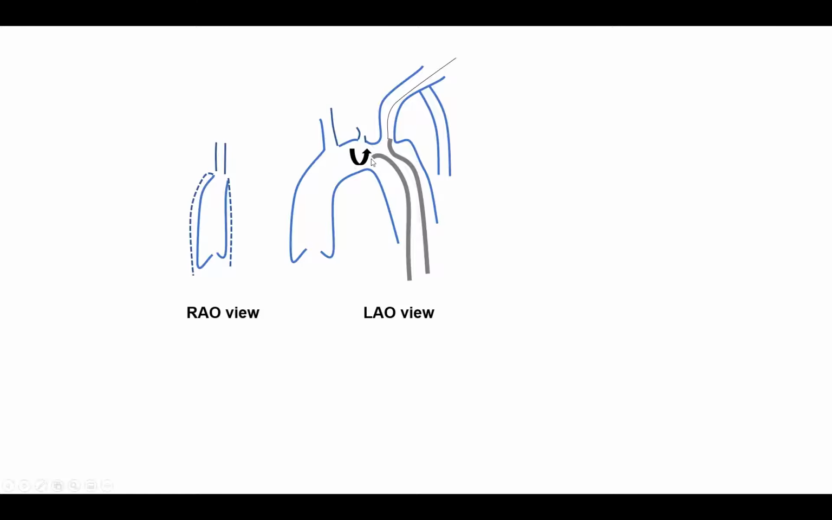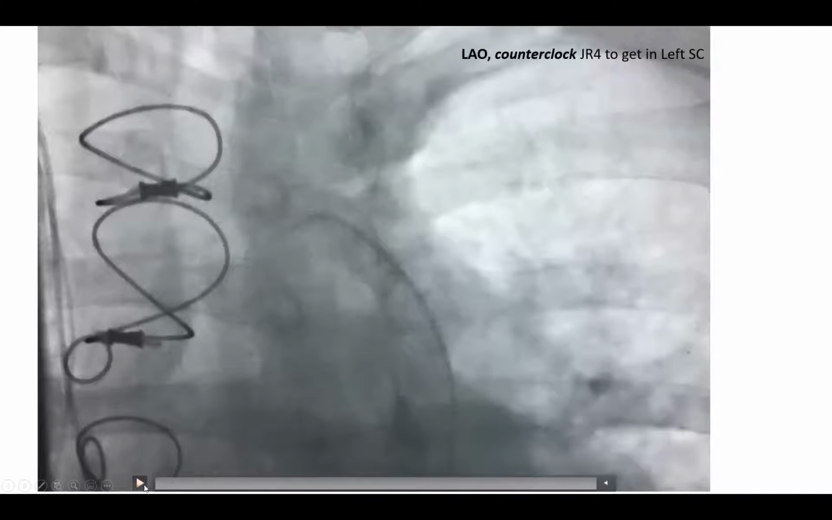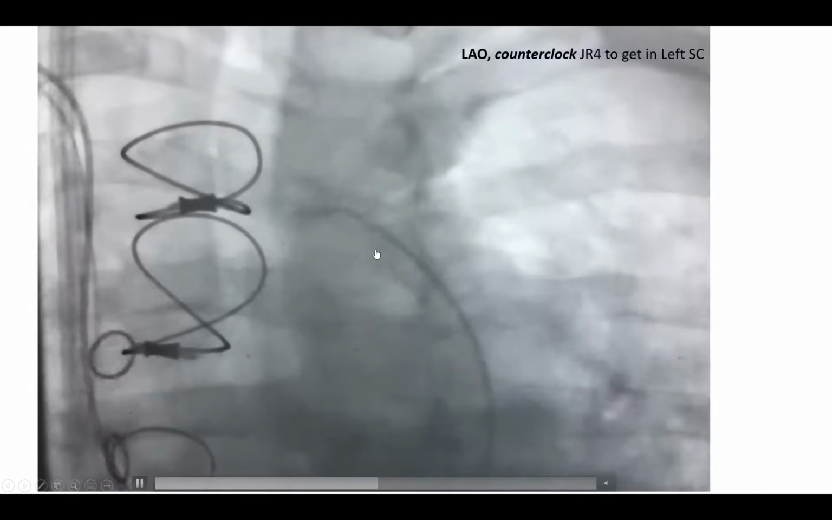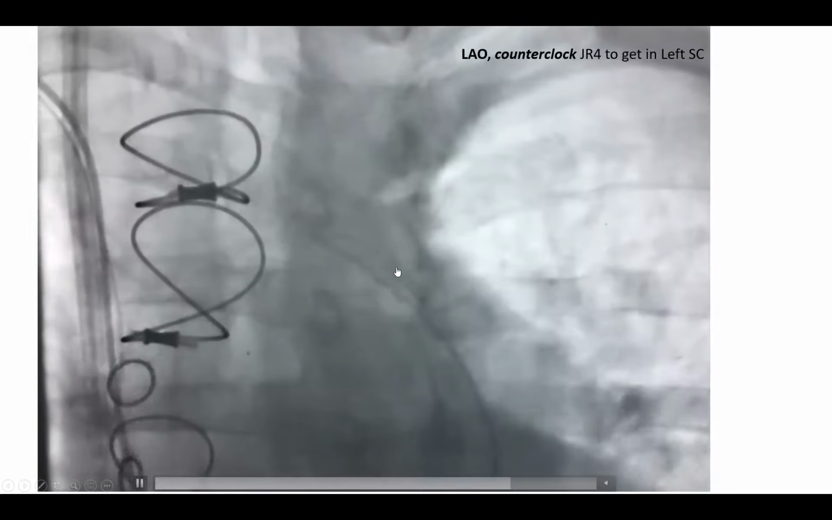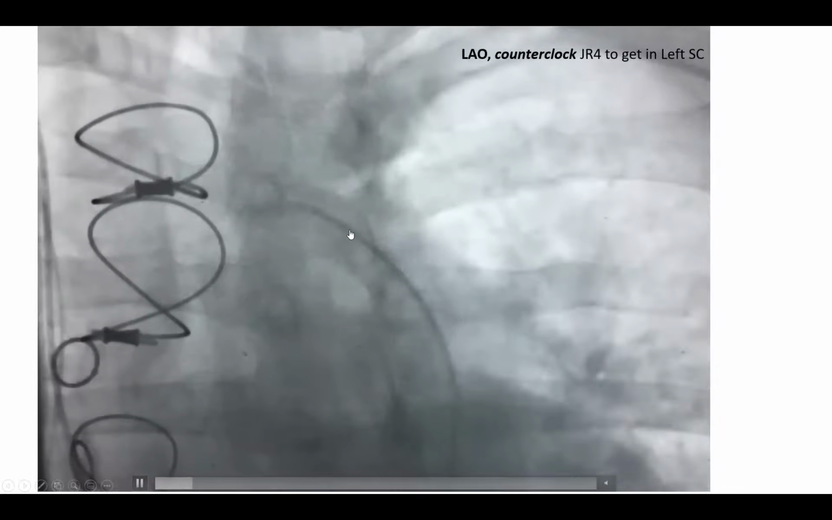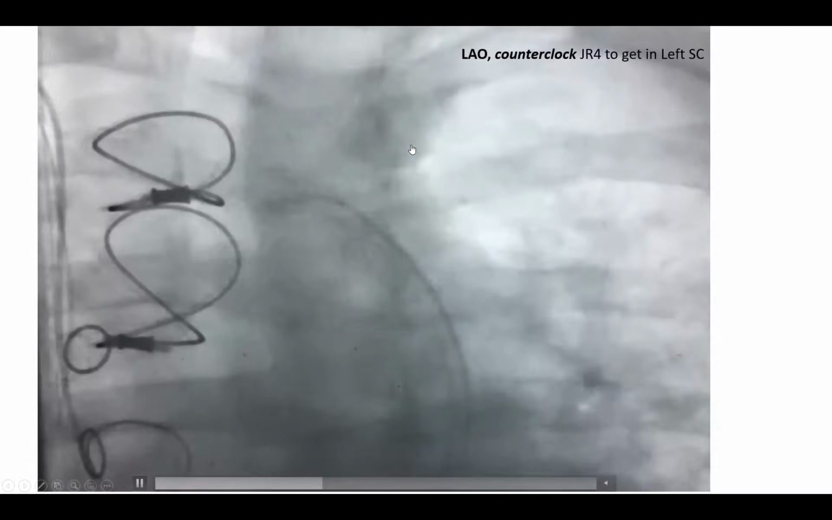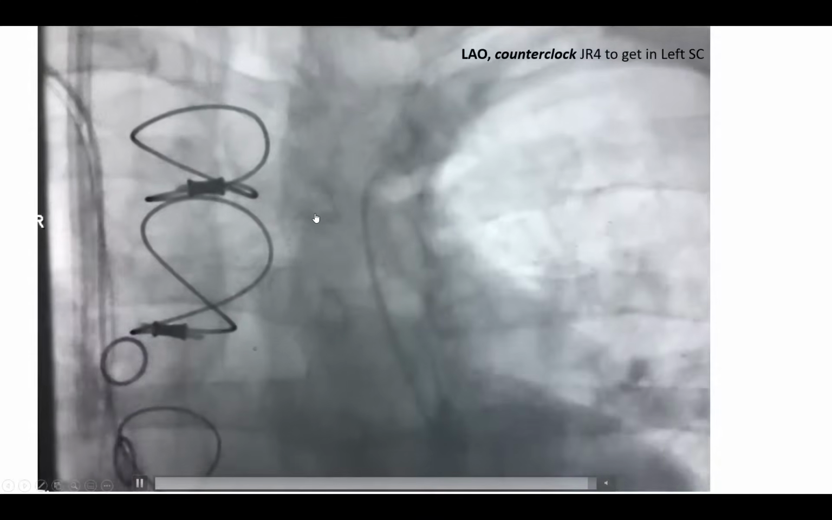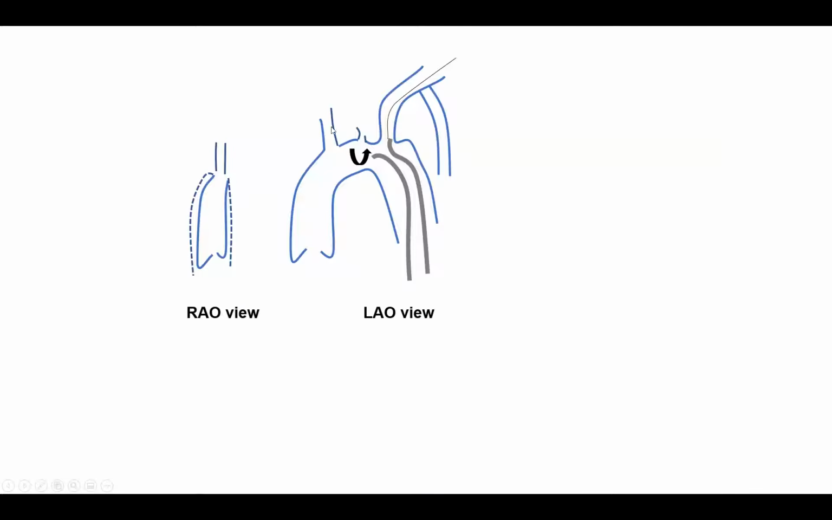So I use a JR4, we pull with a counterclock, as you will see here. This is how we did it in this case. So we're pulling the JR4 with a counterclock and it fell at the end into the left subclavian. Now, one thing that happens at times, it can fall into the carotid or sometimes in the right subclavian. It can fall here or it can fall there.